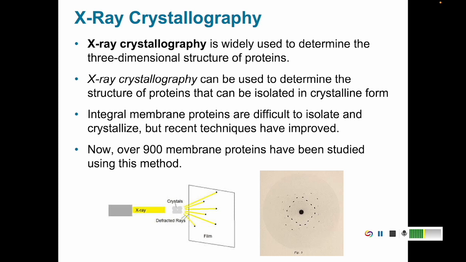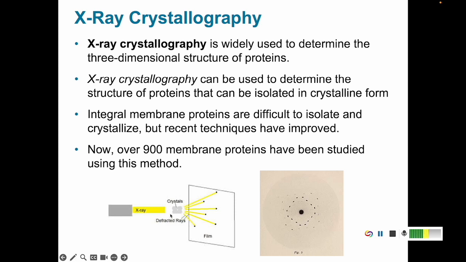X-ray crystallography is another way that we can determine the three-dimensional structure of proteins. You may remember X-ray crystallography from talking about learning the structure of DNA with Rosalind Franklin. This is how she did her experiments. But anything that you can crystallize, you can figure out its structure with X-ray crystallography, including proteins. Integral proteins are usually difficult to isolate and crystallize. We've developed better techniques recently, so they are starting to be studied. And over 900 membrane proteins have been studied this way.